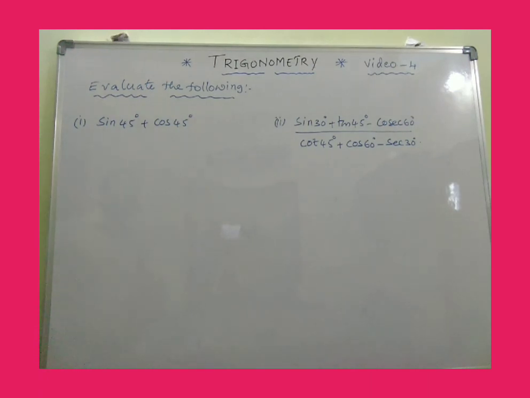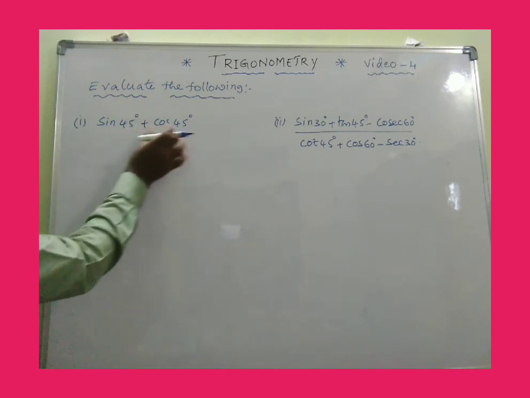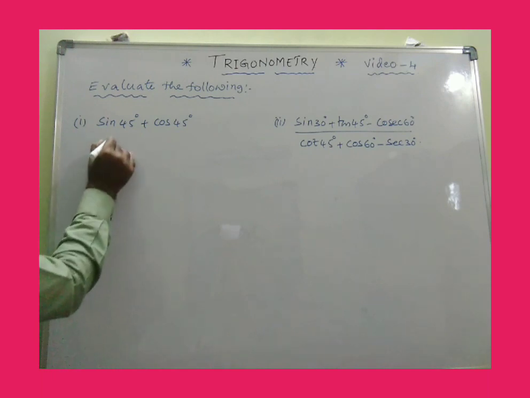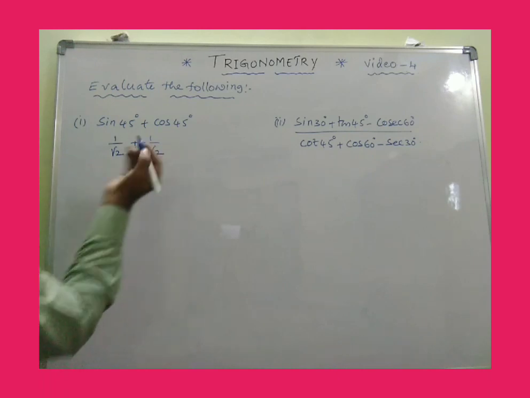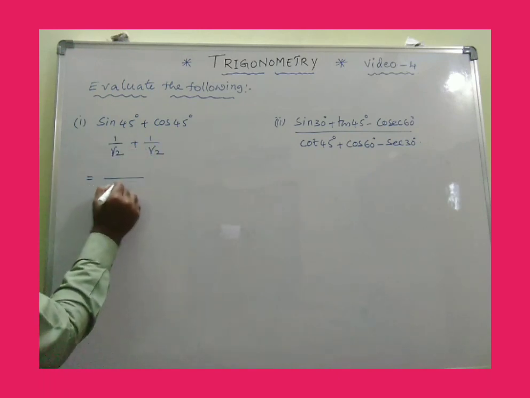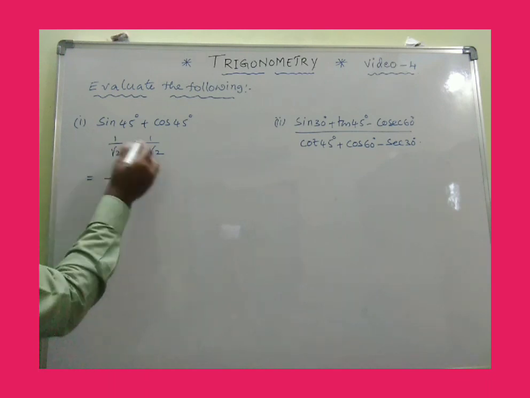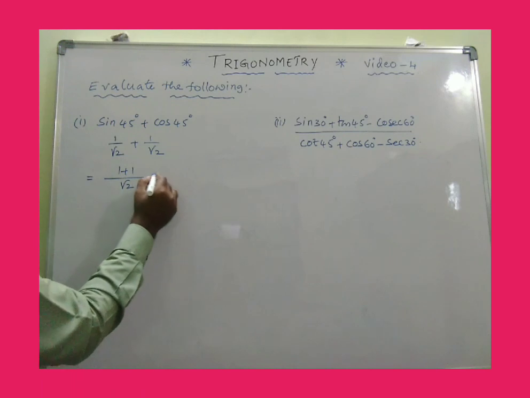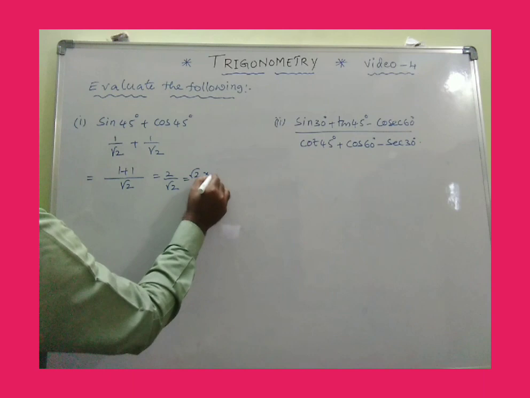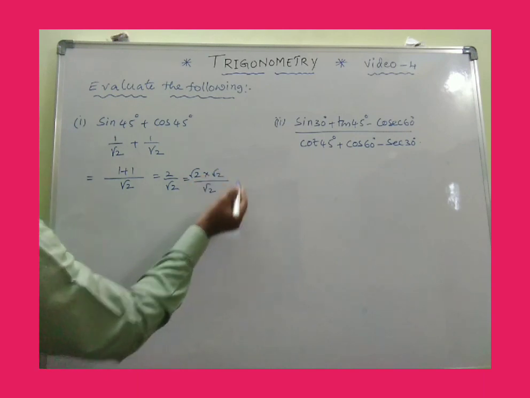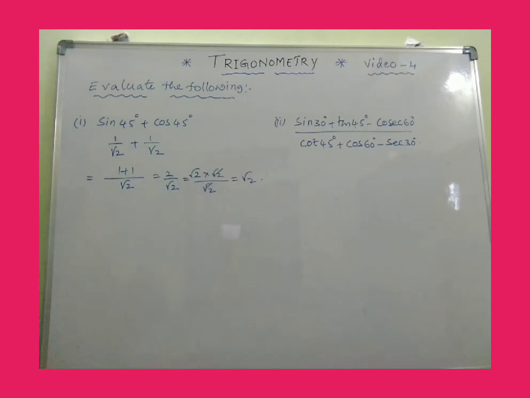So let us solve some problems here. Evaluate the following: sin 45 degrees plus cos 45 degrees. If you know the values, sin 45 is 1 by root 2, and cos 45 is also 1 by root 2. Now simplification is very simple. The denominators are the same, so numerators can be added directly. That is 2 by root 2. We can write 2 as root 2 into root 2, so one root 2 gets cancelled, hence it is root 2.